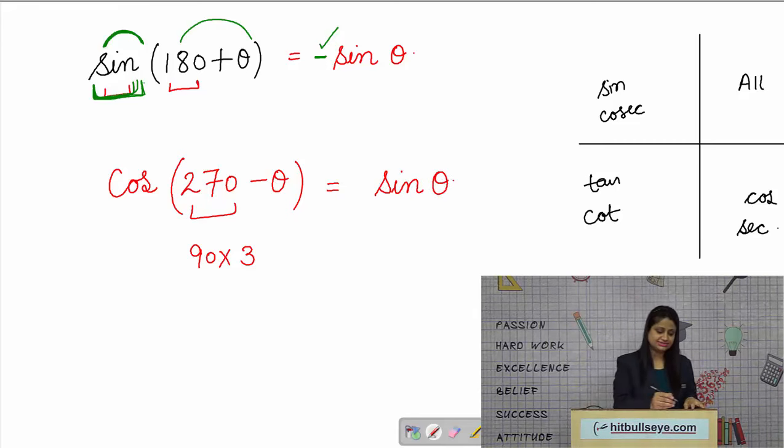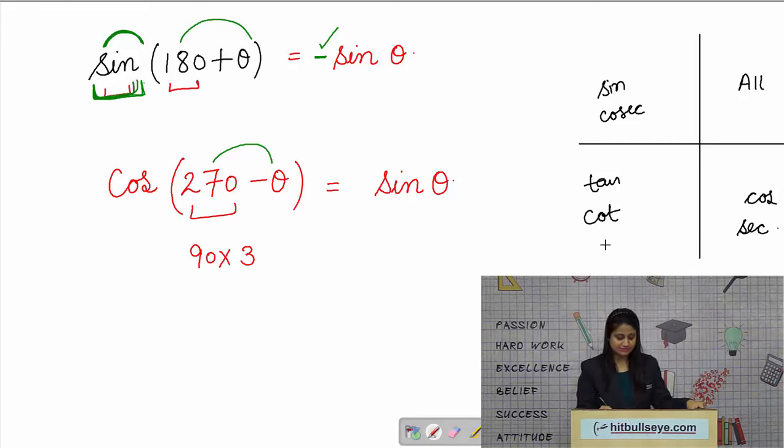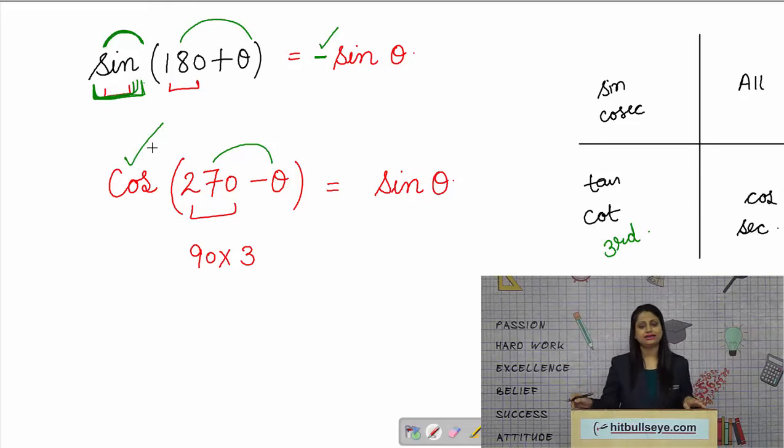Now in the second step, we will change the sign. Now 270 minus theta is in the third quadrant. And in the third quadrant, the original T ratio, cosine, is negative. So we will put a negative sign here. I think the idea is clear now.